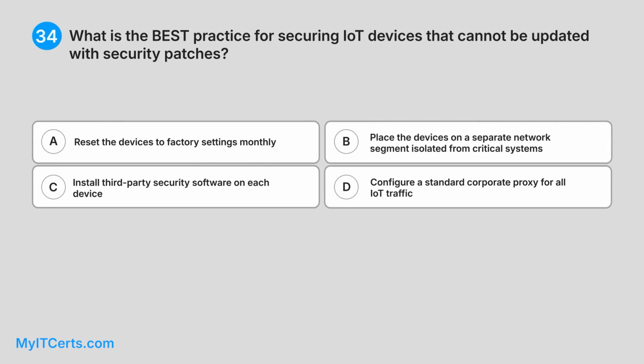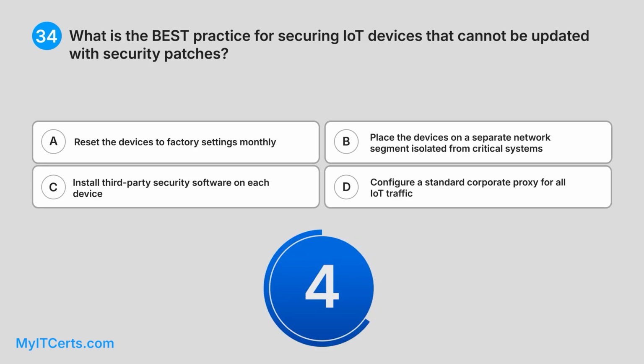34. What is the best practice for securing IoT devices that cannot be updated with security patches? A. Reset the devices to factory settings monthly. B. Place the devices on a separate network segment, isolated from critical systems. C. Install third-party security software on each device. D. Configure a standard corporate proxy for all IoT traffic. What do you think is the answer?